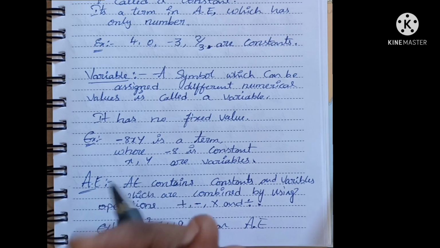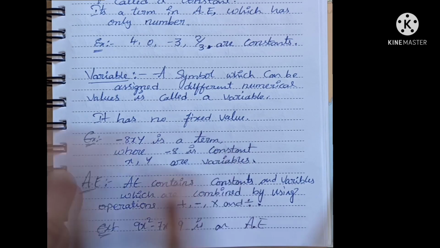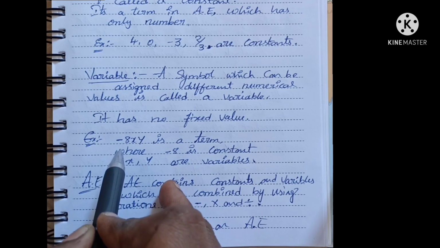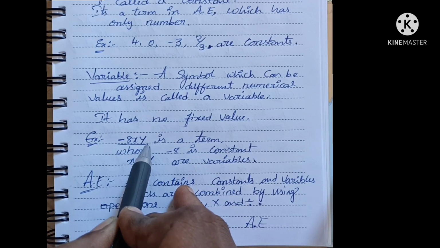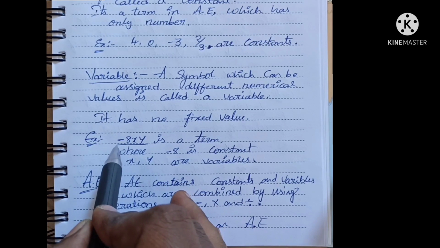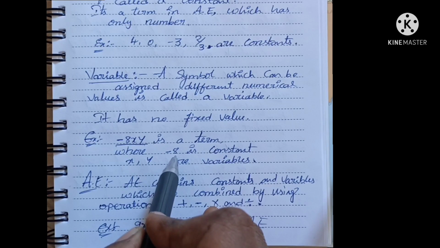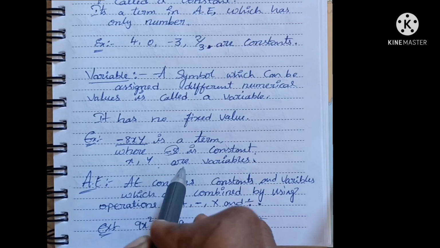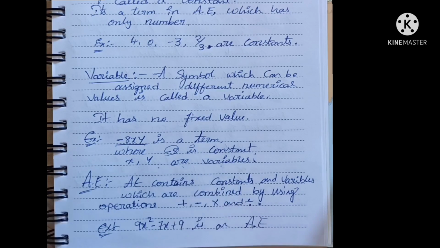For example, generally we'll assume a variable like an alphabet a or b, or else m, n, x, y, commonly used as x, y. So for example, minus 8xy is a term, where minus 8 is a constant and x and y are the variables.